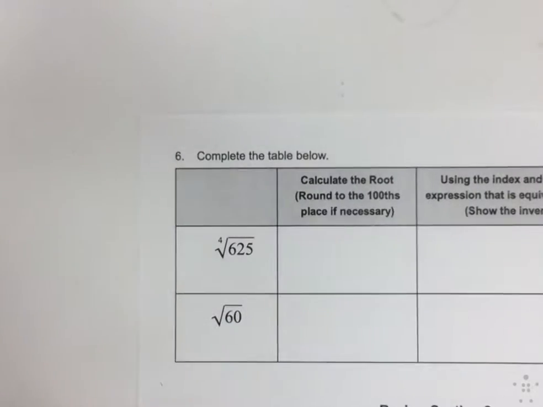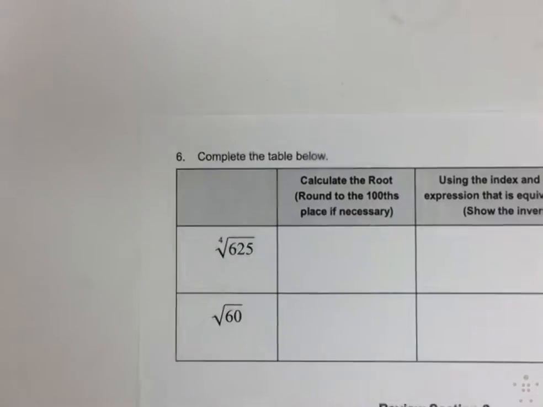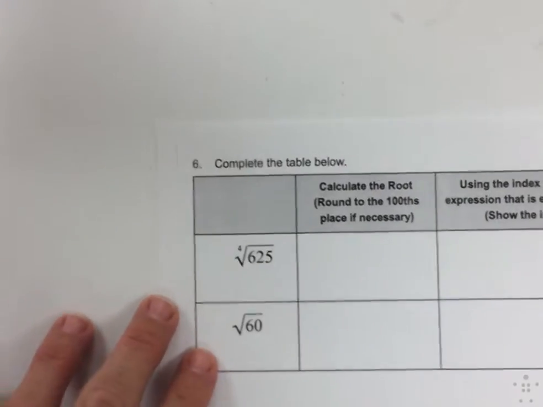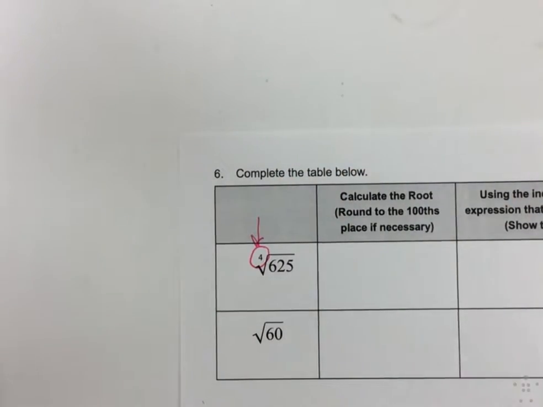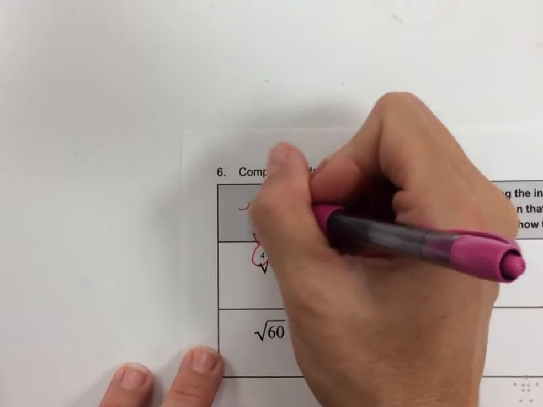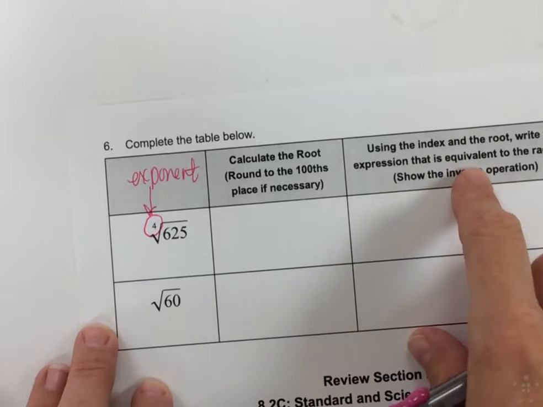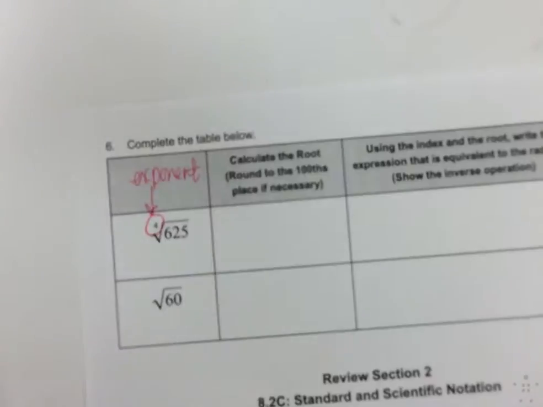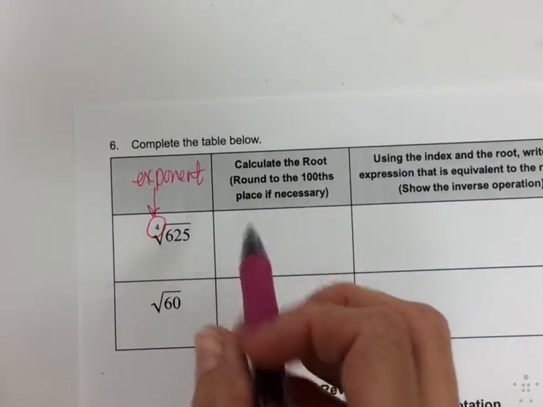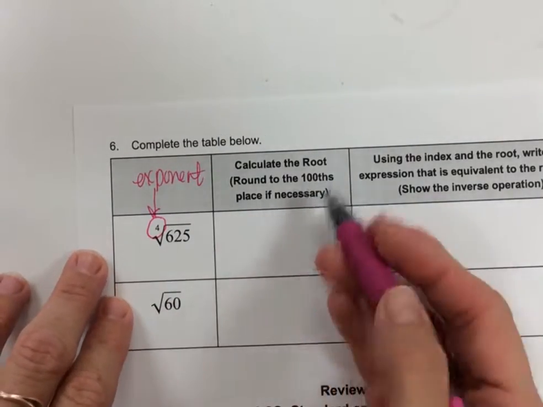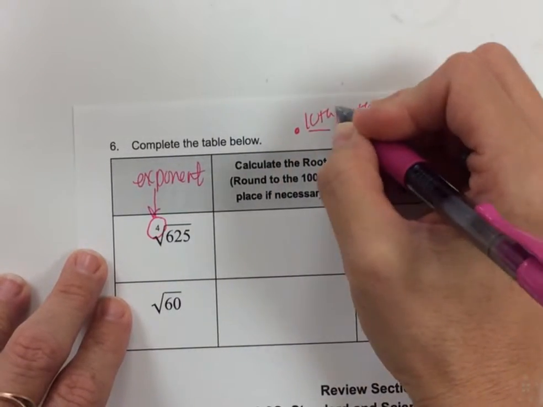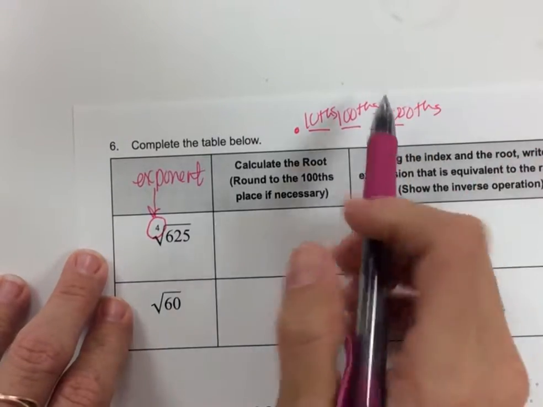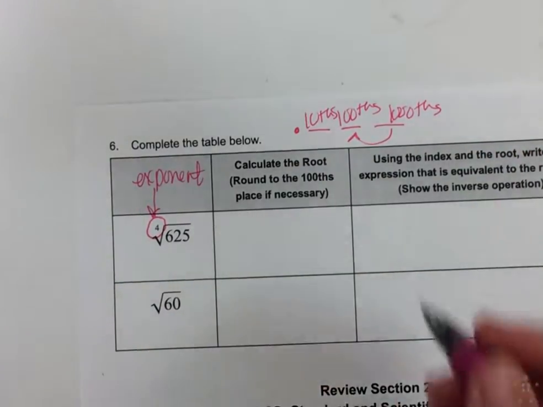We're going to complete this table. And a couple of things to remember here. You want to remember this index is also going to be your exponent when we're setting it up over here using the index and the root. We're going to write an equivalent expression. That's going to be your exponent that you're using. And then the root will be the answer, which we want to round to the nearest hundredths place value. So remember, you have your tenths, your hundredths, and your thousandths place value. We're going to take this one and round to that one right there.